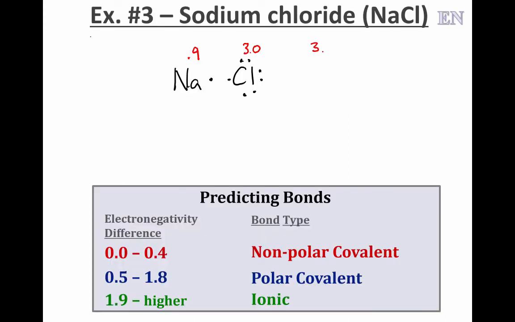The difference between these two values is 2.1. That's a pretty big difference. We got someone that's really pulling electrons bonded to someone that doesn't pull electrons well at all. And this creates what we call an ionic bond. It's because the difference between these two electronegativities is 1.9 or higher.